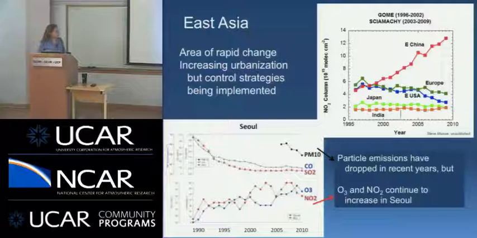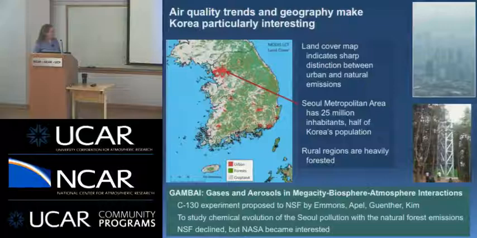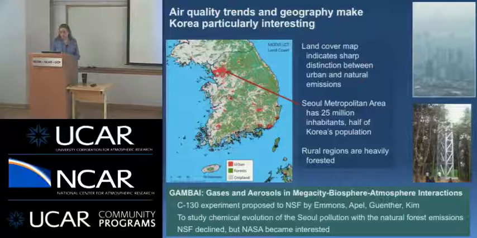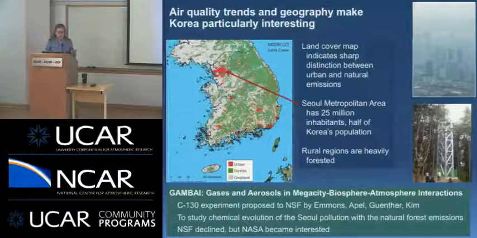In particular, in Seoul, there's been a decrease in CO and SO2 and particulate matter as they've implemented emission controls for them. But ozone and NO2 have continued to rise. And the Koreans were rather puzzled by this and have solicited our input. So a number of years ago, Alex Guenther, Seong Kim, and I started talking to them about doing a study in Korea to understand this contribution. So it seemed likely it could be from upwind from China, but there are also complicated sources within Korea.